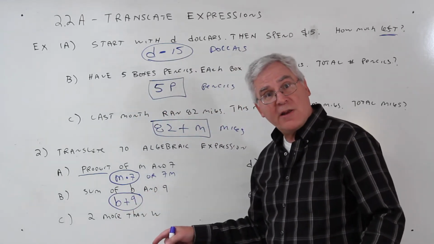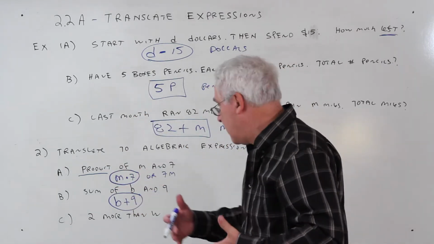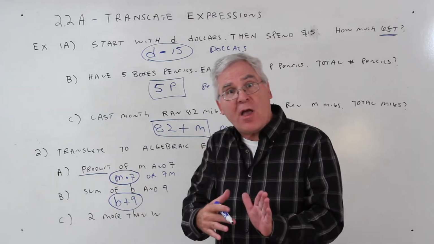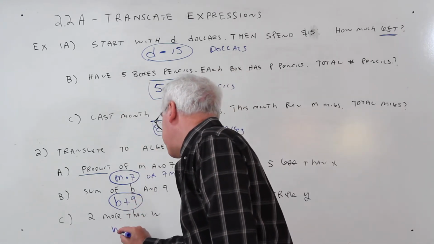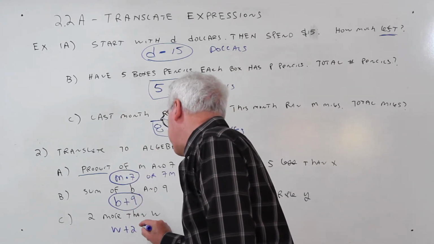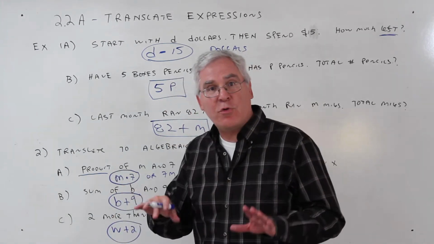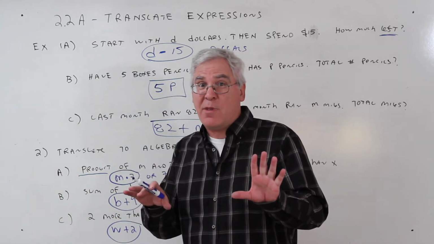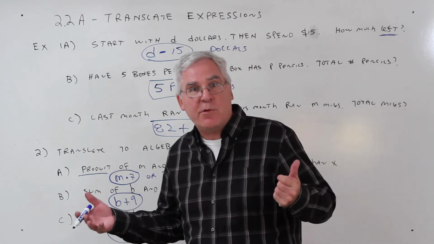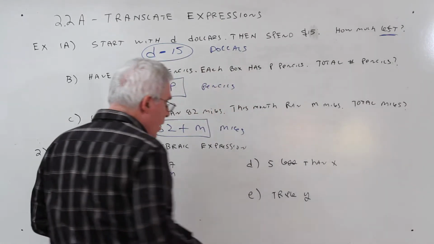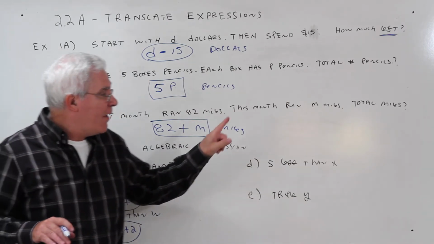2 more than W, that means to add. So I started with W and I added 2 more. Now you could write 2 plus W, but when we get to subtraction, it's going to be important, so I'm going to write it as W plus 2, even though 2 plus W is acceptable.